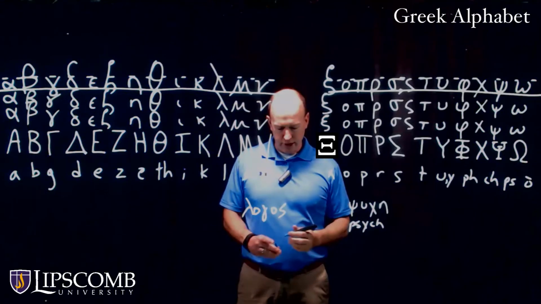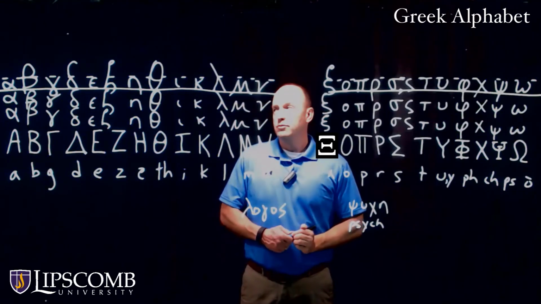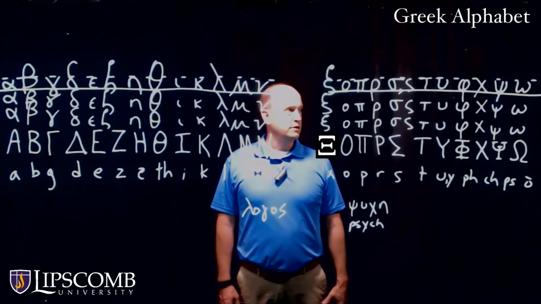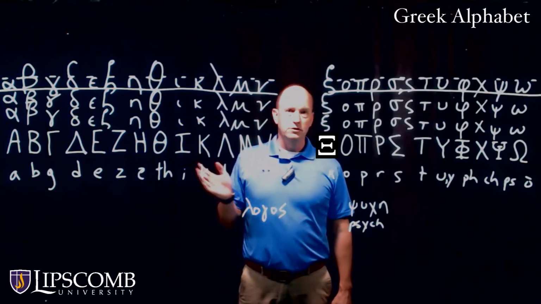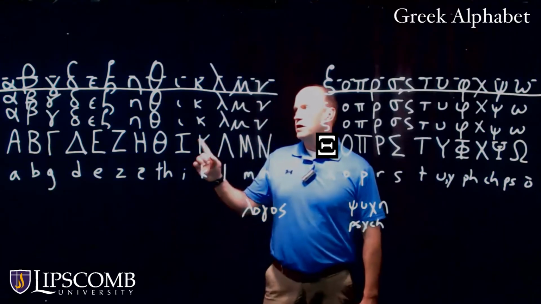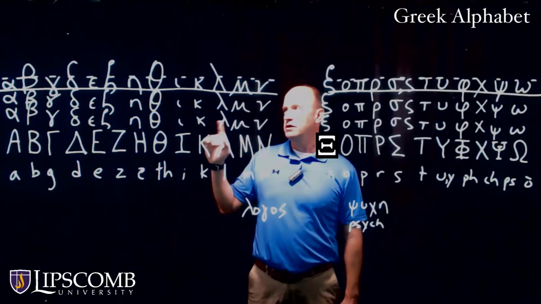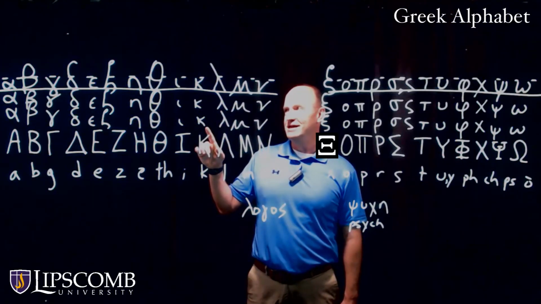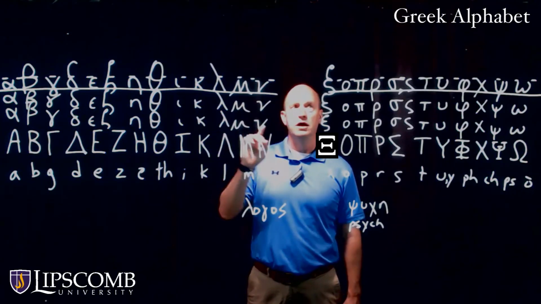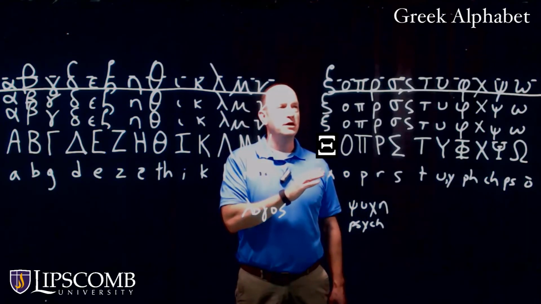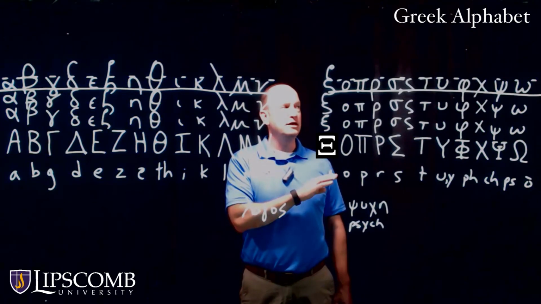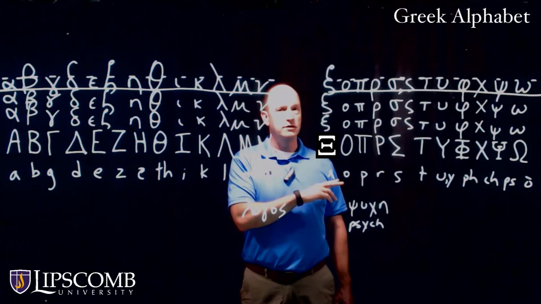So we just got to practice writing out the alphabet, practice pronouncing it. I'll go through here and pronounce them all as we conclude. You do need to know them in order, so you can look up words in a dictionary. Alpha, beta, gamma, delta, epsilon, zeta, eta, theta, iota, kappa, lambda, mu, nu, xi, omicron, pi, rho, sigma, tau, upsilon, phi, chi, psi, omega. Greek alphabet.